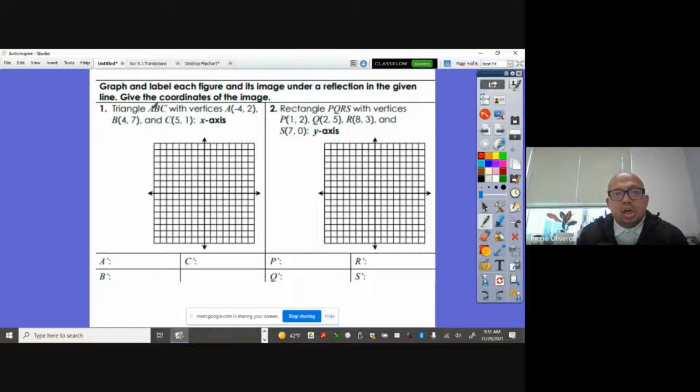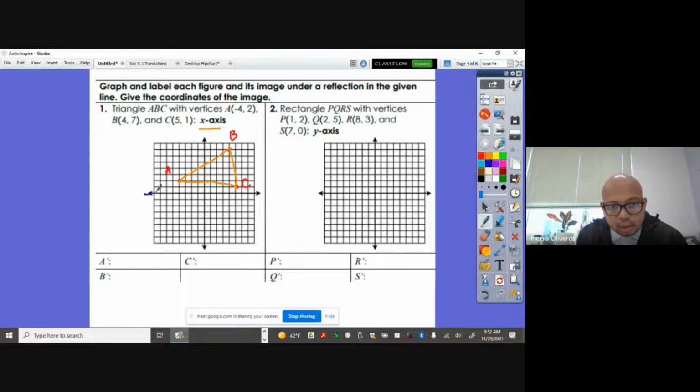So we have here triangle ABC with vertices A (-4, 2), B (4, 7), and C (5, 1). That's my A. This is my B here. This is my C. And let me connect them all. That's my triangle. According to this, it should reflect over the x-axis.